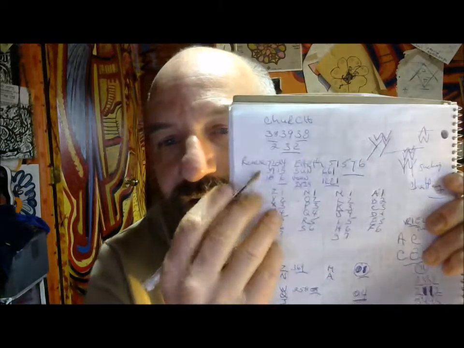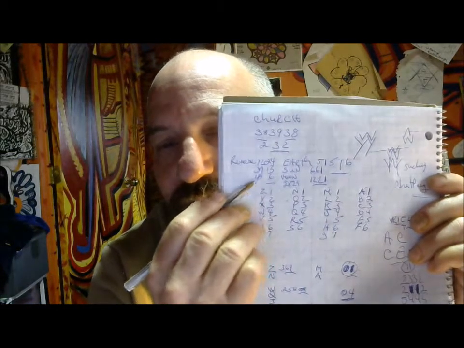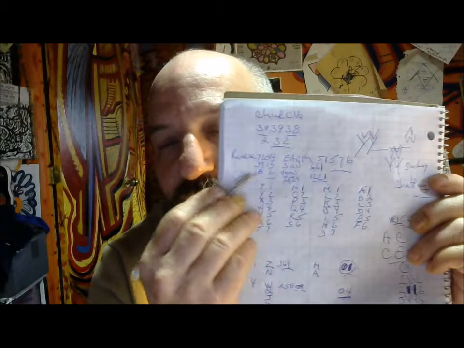The next one becomes 39. And the third one becomes 18. This becomes 9. This becomes 3. This becomes 9. Man is the one that lives in the water world.